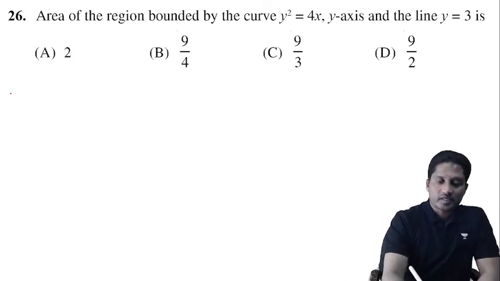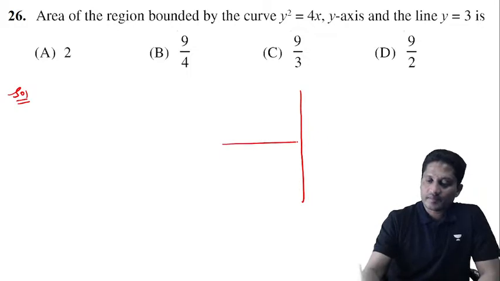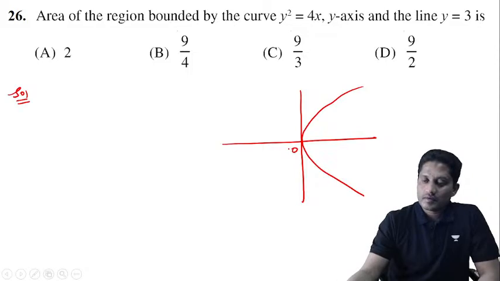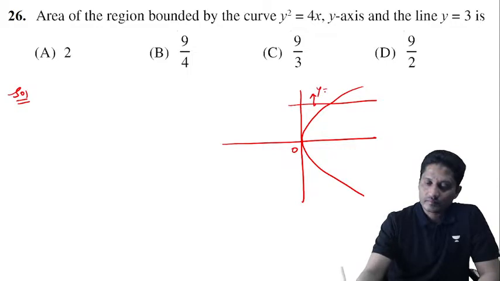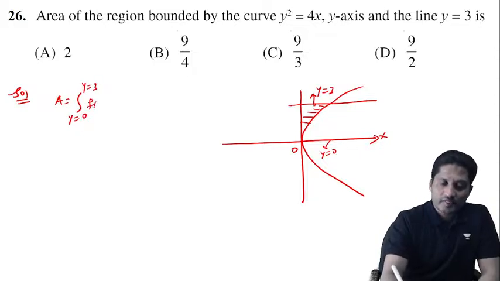Area of the region bounded by the curve y square is equal to 4x, y axis and the line y equal to 3. Y square is equal to 4x is a right parabola. Okay, and then line y is equal to 3. This is x axis, this is y is equal to 0. This area I am supposed to find out. The area is equal to integral from y is equal to 0 to y equal to 3 of f of y dy.